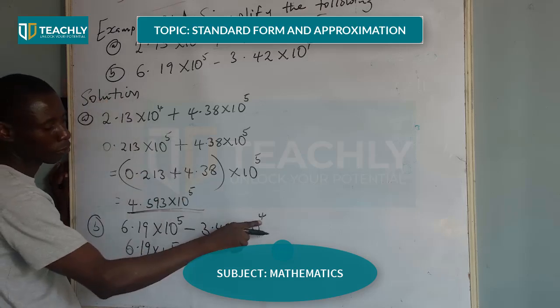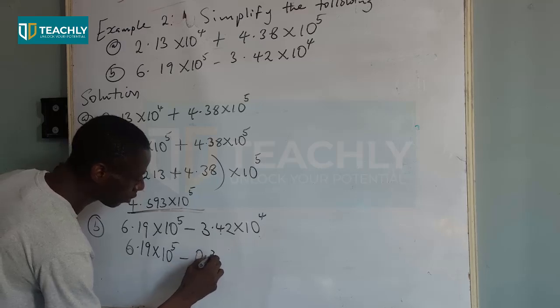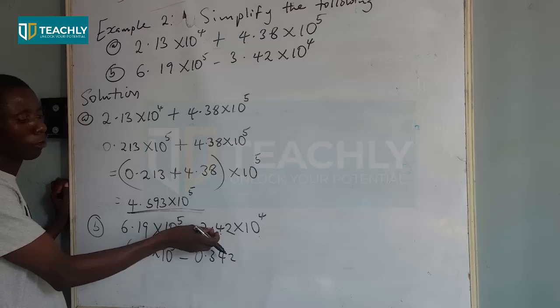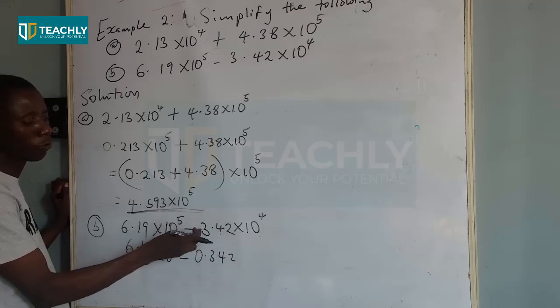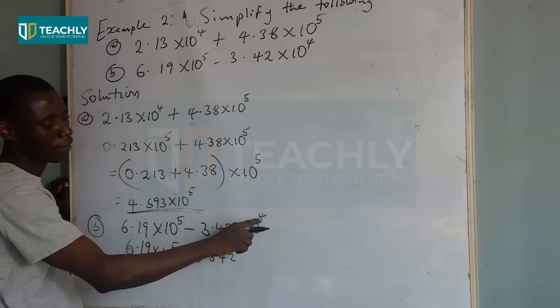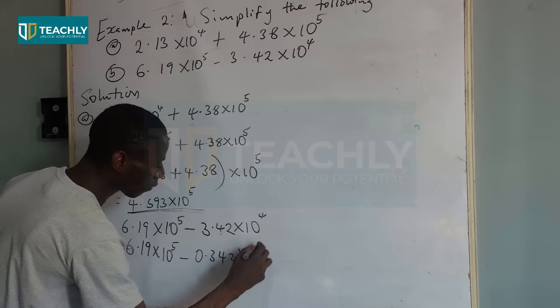Add it to this 4, equal 10 power 5. This one is going to be 0.342. How did I get that? I shift the decimal point 1 to the front of 3, that way you have 0.34, and that's x power 1. I now add x power 1 to this x power 4, which gives me x power 5.